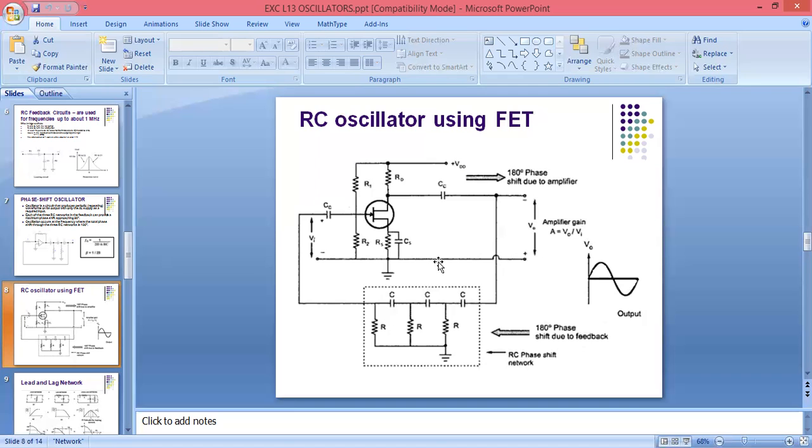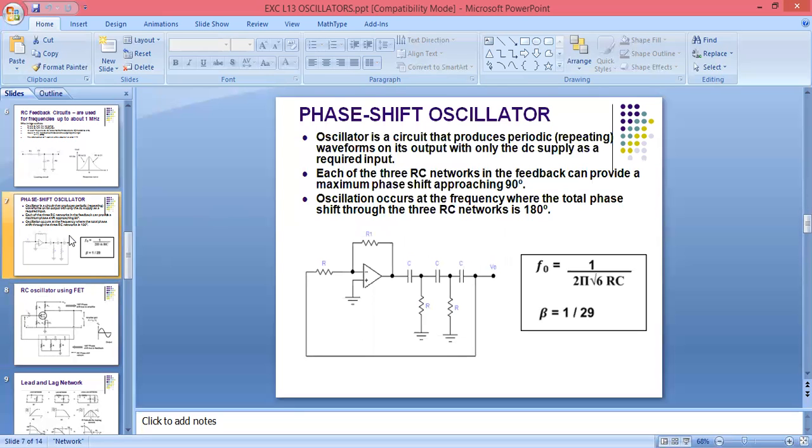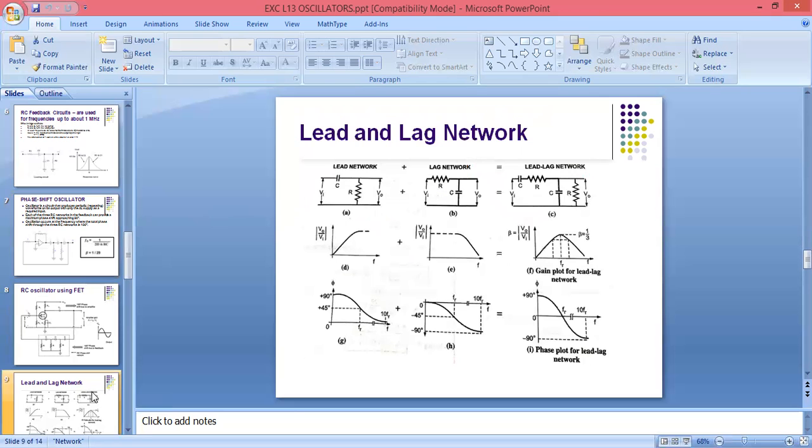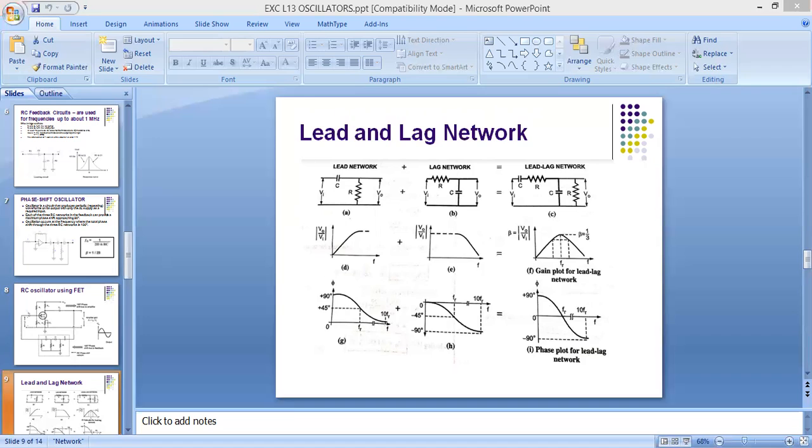So this is the circuit diagram for the RC oscillator using FET, and here the output frequency will be F0 equal to 1 upon 2 pi RC into 1 upon square root of 6. This is the RC phase shift oscillator. Here we are using lead and lag networks. Lead network means if we use the capacitor first and then the resistor, we call that network a lead network.